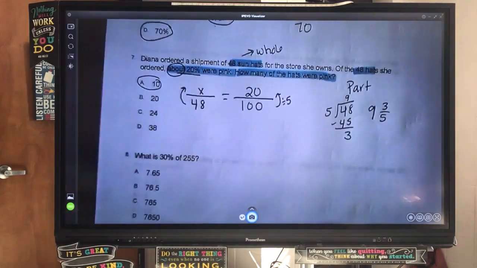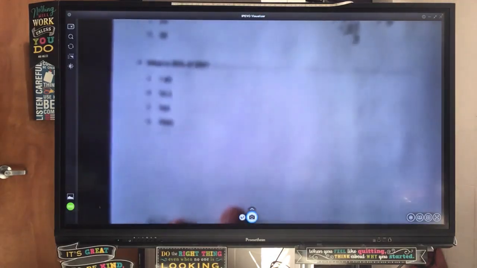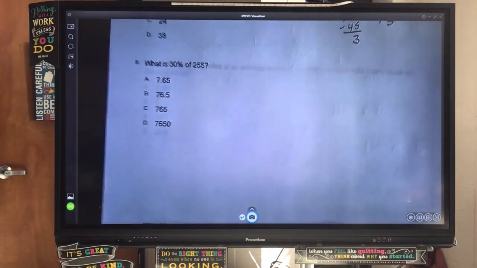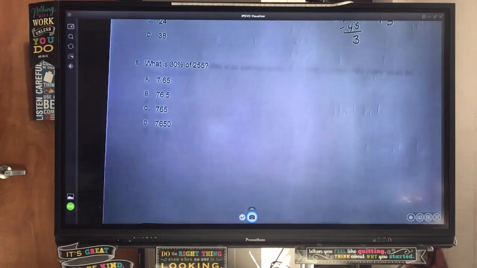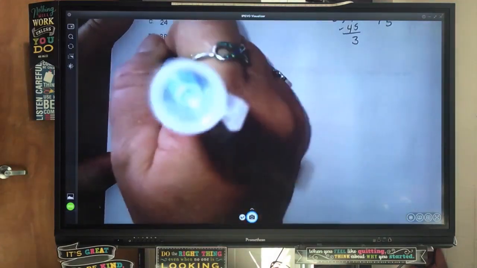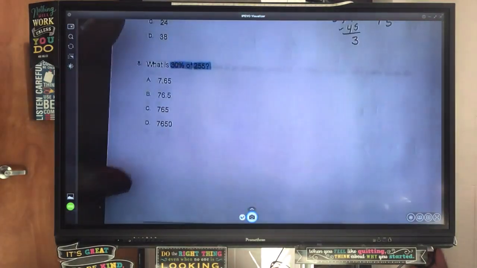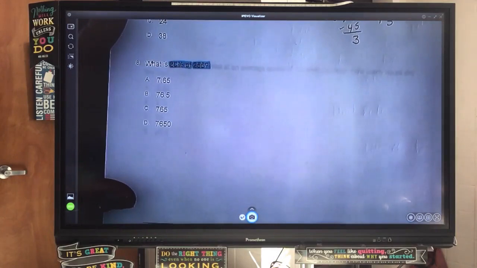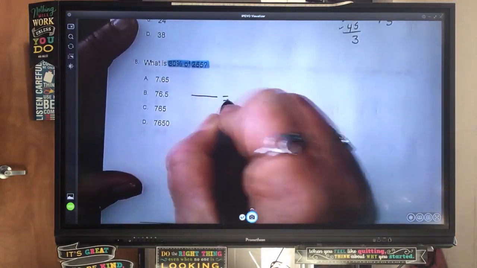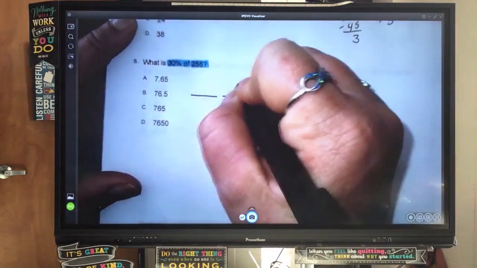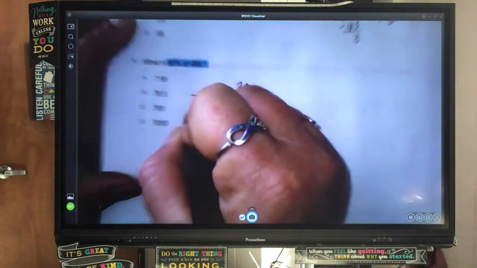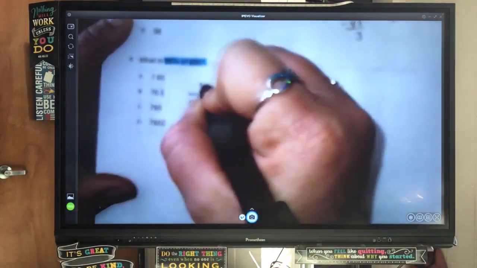All right, number 8. What is 30% of 255? All right, what's important in this question? Gemma? What is 30% of 255? Okay, so Gemma, what do we look for? Part, whole, or percent? Part. We're looking for the part. Because we have our percent, which is 30, and then we have our whole, which is 255.